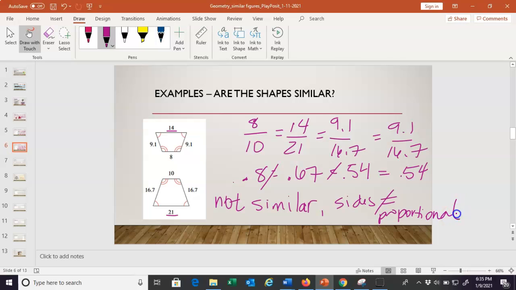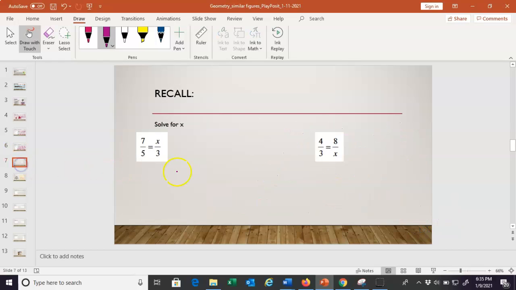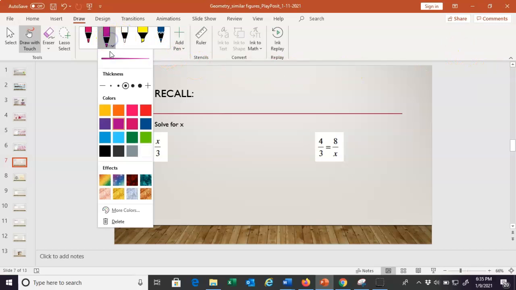Look at that. You can write off of the slide. That's great. That's perfect for me. All right, so let's just review how to solve things like this. There's kind of two ways to do it.